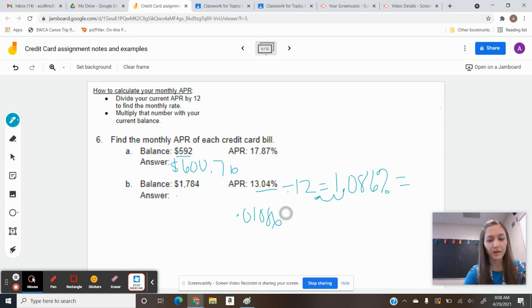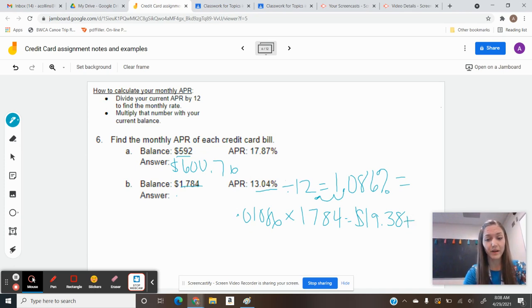Okay, now I have to figure out how much extra I'm being charged for using my card, and in order to do that, I'm going to take my decimal multiplied by my balance right here. I am being charged an extra $19.38 just for using my card this month. Remember, that's how much extra I'm paying.